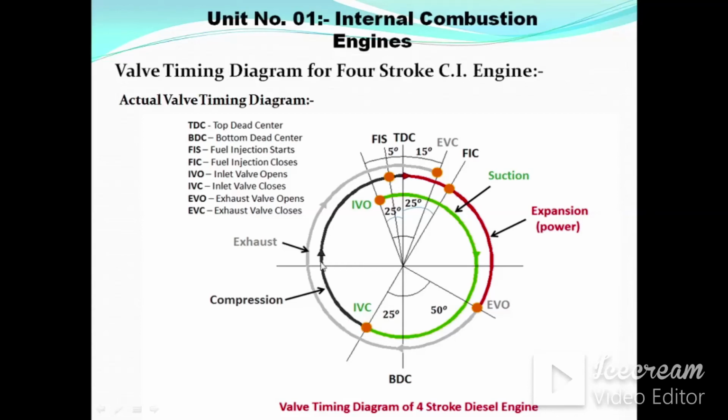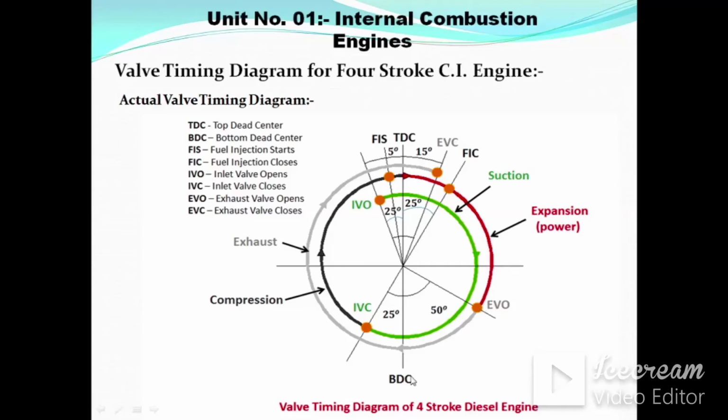Next, our compression process will start, and 5 degrees before TDC, okay, FIS, which means fuel injection, will start. Okay, 25 degrees after TDC, FIC will be closed. FIC means fuel injection will be closed, so from this yellow point to this yellow point, the air and fuel will be mixed. Okay, after that our expansion process will start. This is our expansion process. This is also called the power stroke.